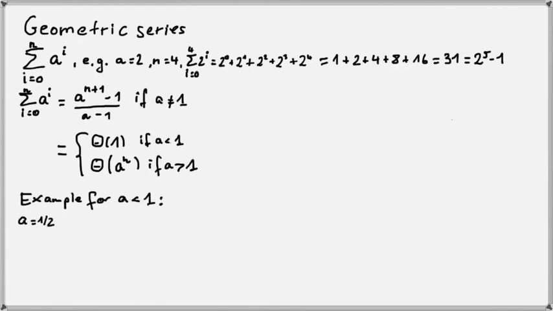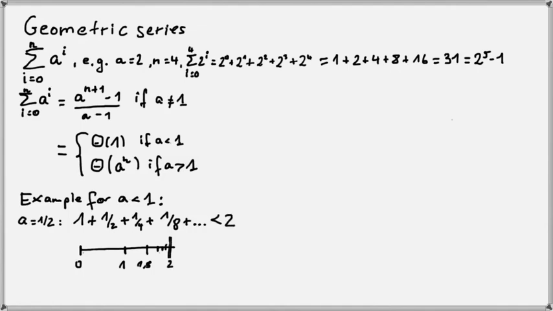An example for a small growth rate: if a for instance is 1/2, and I plug in 1/2, it's the sum 1 plus 1/2 plus 1/4 and so on. The first term gives us 1, then if I add 1/2, I get 1.5, then 1.75 and so on, and we always stay below 2. This actually converges to 2, but in particular stays below 2. Geometric sums in algorithmic analysis occur in particular when we are analyzing recursion trees, which we will see later.